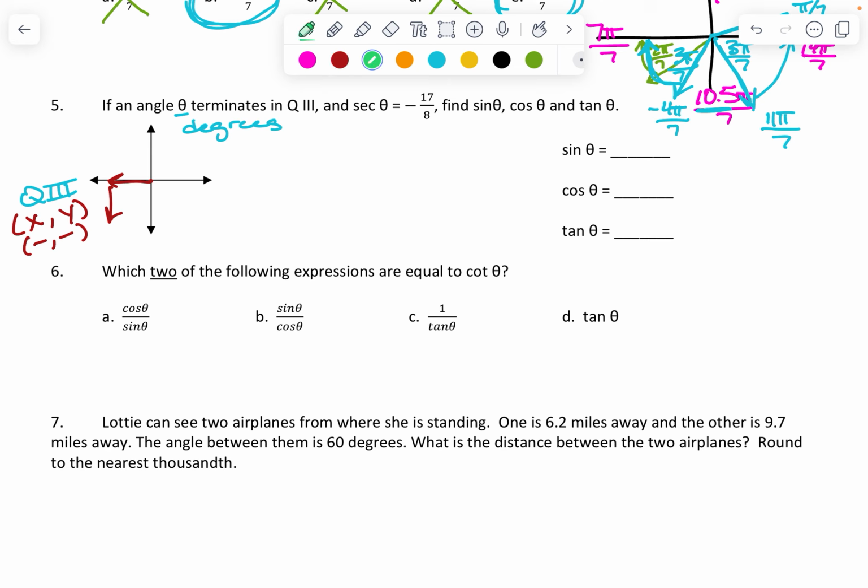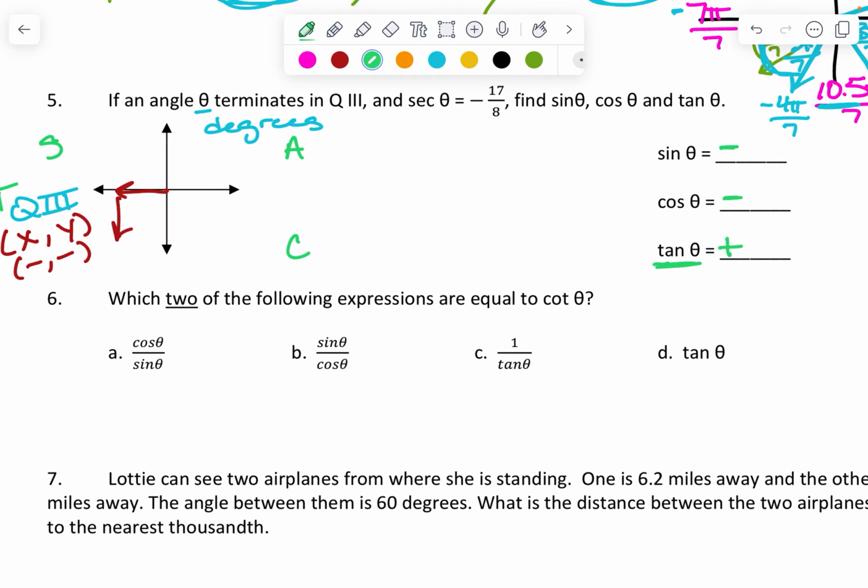The other thing, if you remember, all students take calculus. The only thing that will be positive here is tangent, all right? Sine and cosine should be negative. So let's actually check this out.